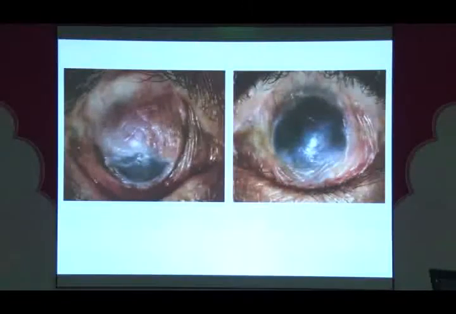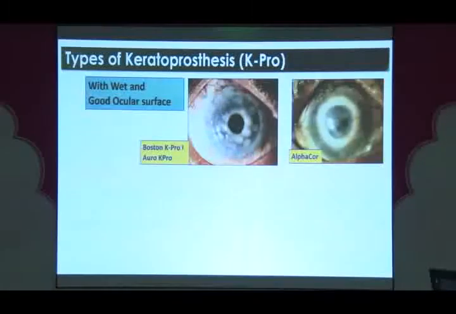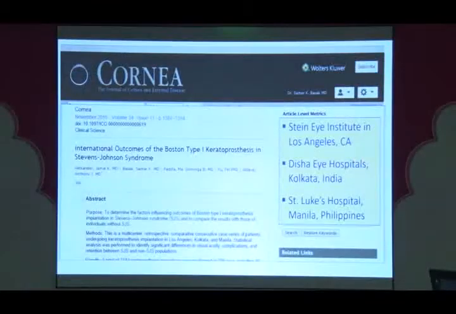And these are, of course, as I said, that there is no scope for Boston type 1. Other types are there. I am quickly skipping it. But recently we have published this data on cornea, that in SJS, what is the status of Boston type 1.